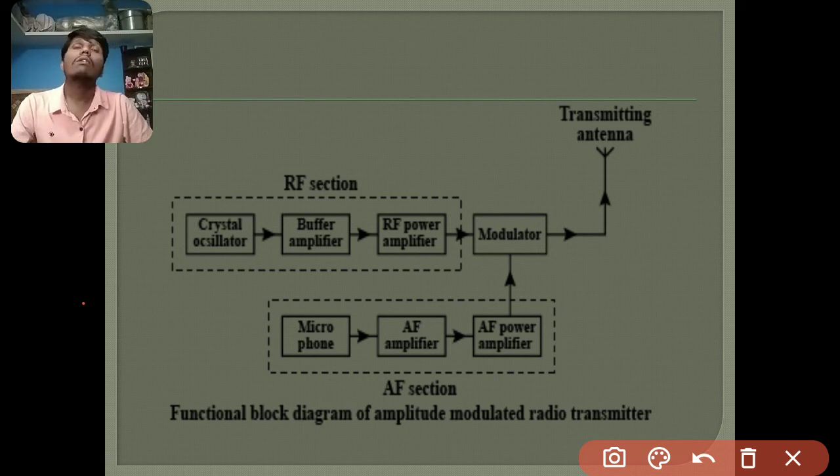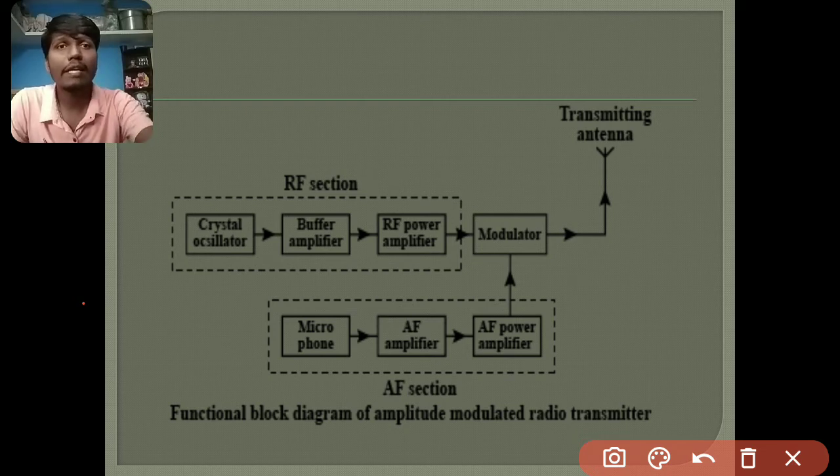First, the crystal oscillator means the signals of the carrier frequency. That means the carrier wave is supplied to the crystal oscillator at the carrier frequency. It is followed by the tuned buffer amplifier and the RF power amplifier.